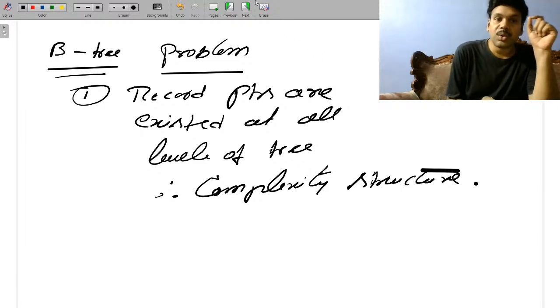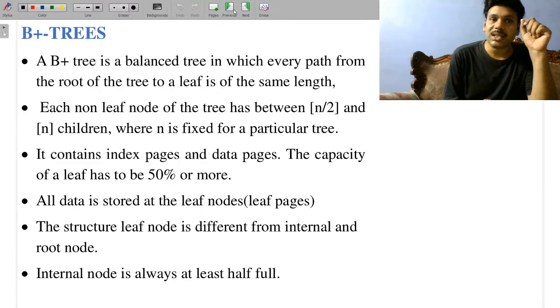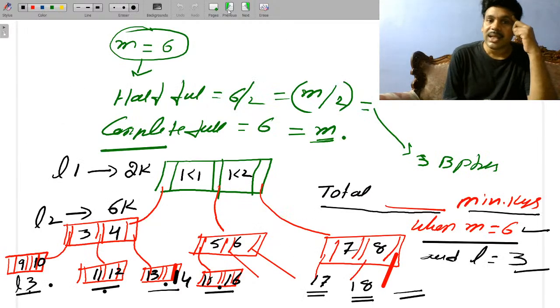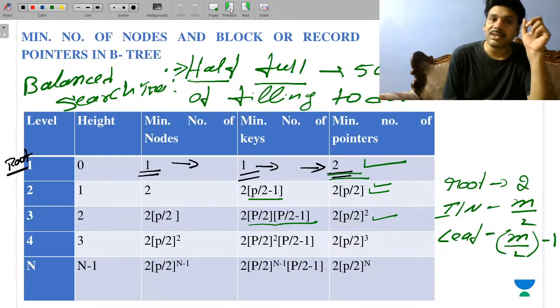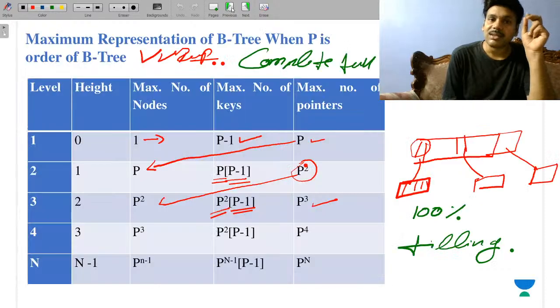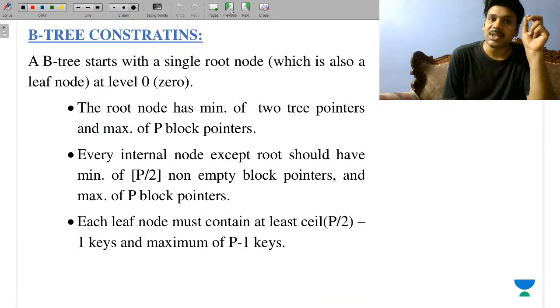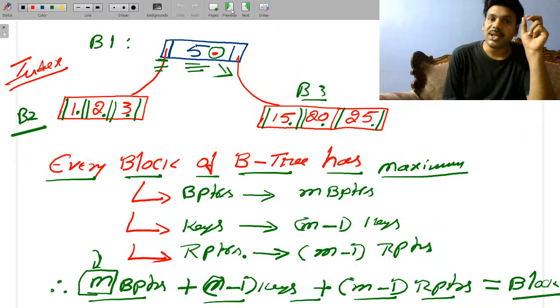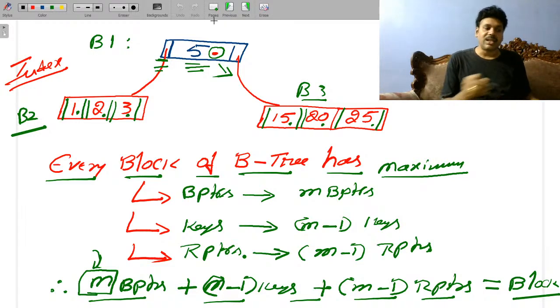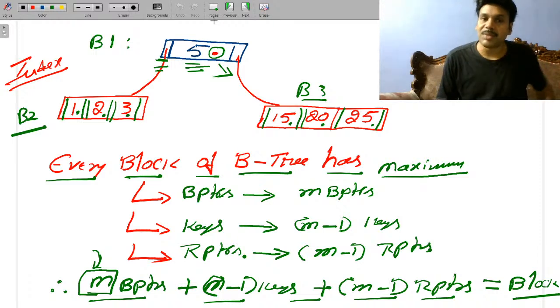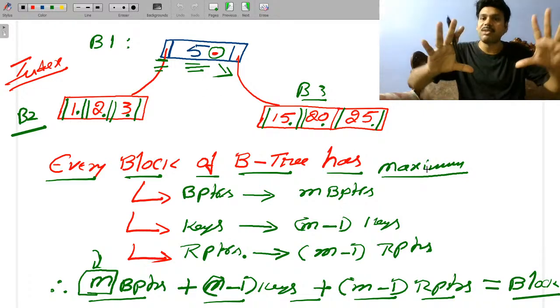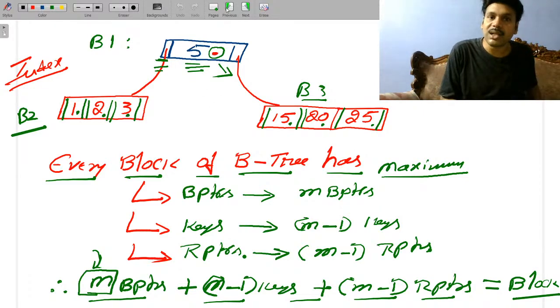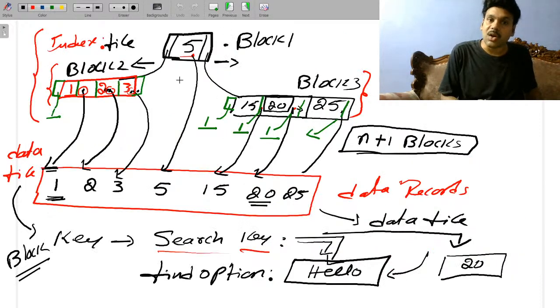Please observe carefully, all of you. In B trees, you do not find any kind of duplicates. Duplicates you will find only in a B plus tree. This is one of the positives of B tree. In this structure you never find any duplicates. It's a unique structure, but only one problem. What is that? Record pointers exist at all the levels of the tree.